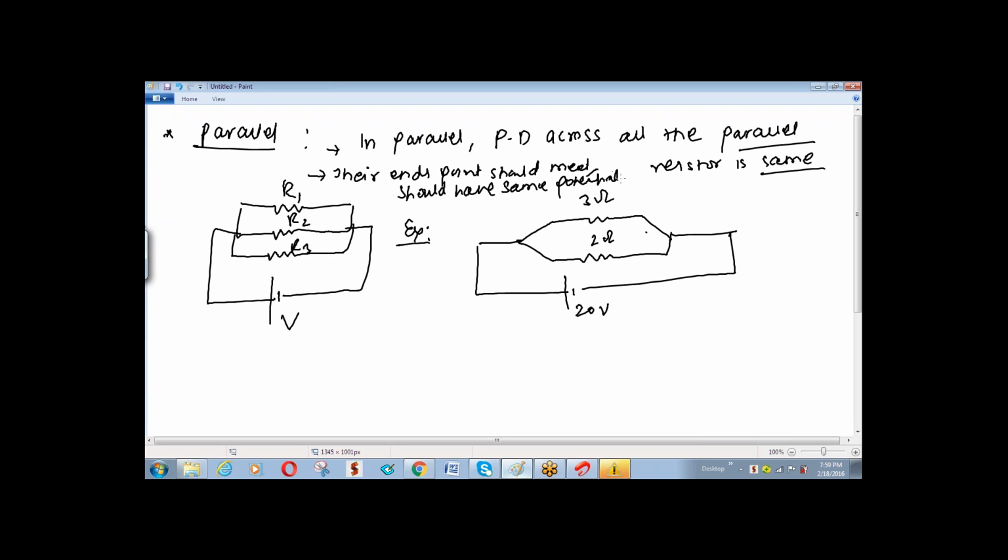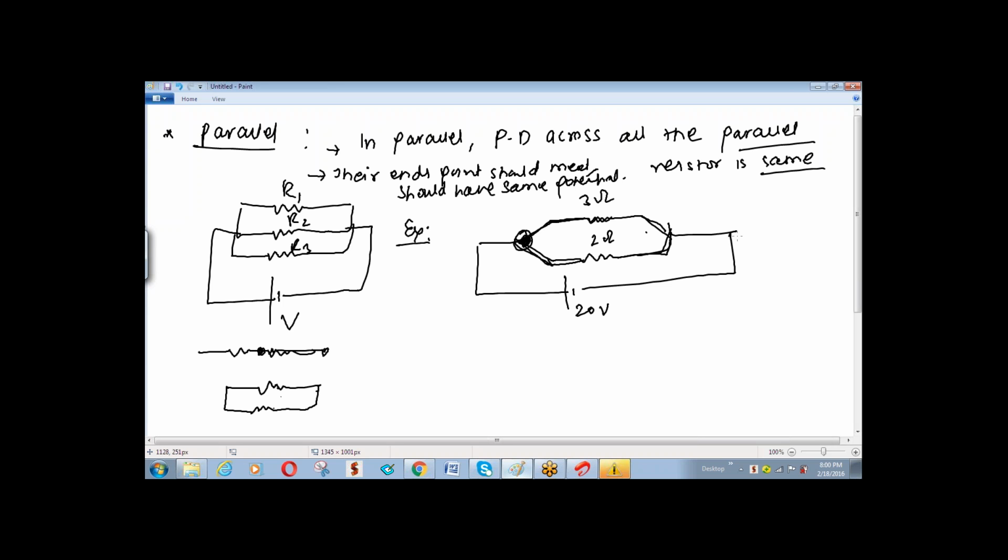So where are the endpoints, sir? Let's suppose this is 3 ohm. So the endpoint is this one. At this point, both of them are meeting, right? And another endpoint is like this. In series, only one endpoint was meeting each other, there was only one common endpoint, but in parallel, both the endpoints will be common. This is parallel. Okay. This is how we identify which one is series and which one is parallel.